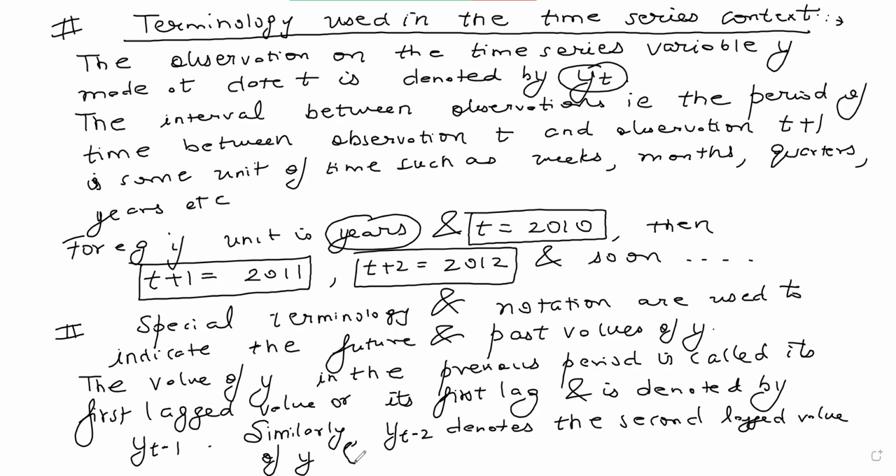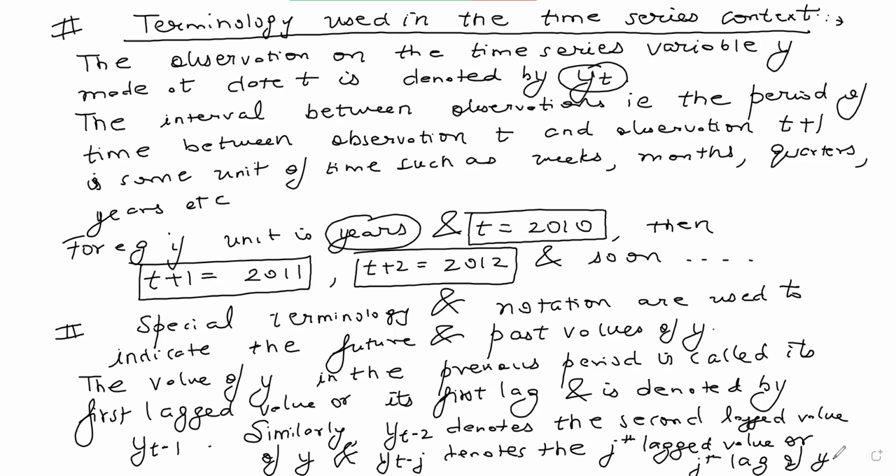And yt minus j denotes the jth lagged value, or for simplicity the jth lag of the variable y.